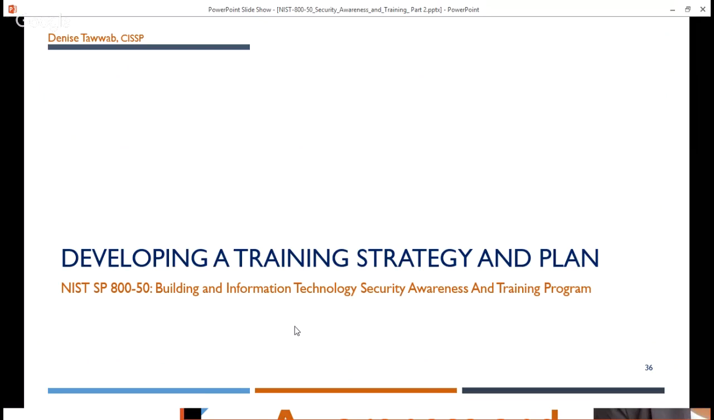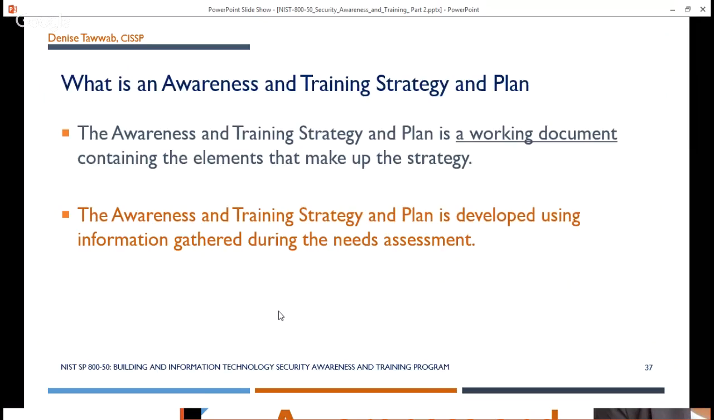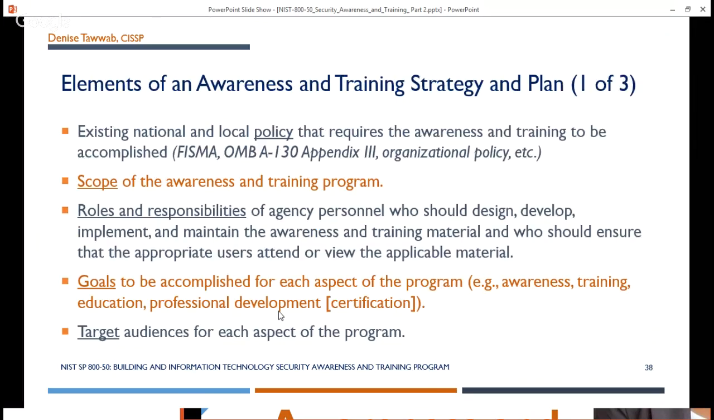Developing a training strategy and plan. What is an awareness and training strategy and plan? The strategy and plan is a working document that contains the elements that make up the strategy. It's developed using the information that you gathered during your needs assessment. The elements of your strategy and plan include existing national and local policy that requires the awareness and training to be accomplished. In this case, this is going to be FISMA, OMB's publication A-130.